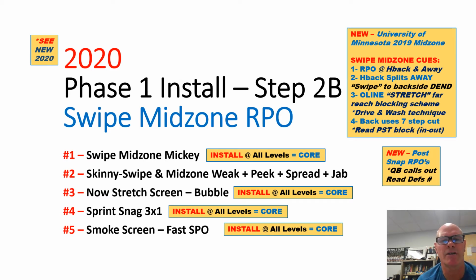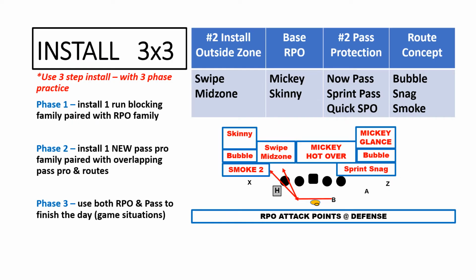Want to talk about phase 1 install, step 2B. We're going to talk about swipe mid-zone RPO, which is the complement to split zone RPO. Again, we like to use our 3x3 install where you see we're going to do our swipe mid-zone RPO, the first phase 1, with the Mickey concept, and we can add a skinny route there.